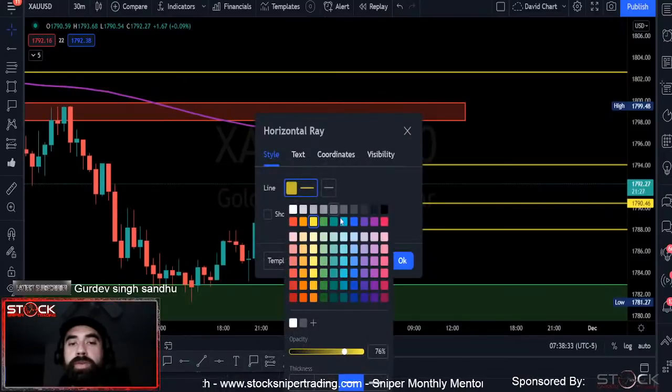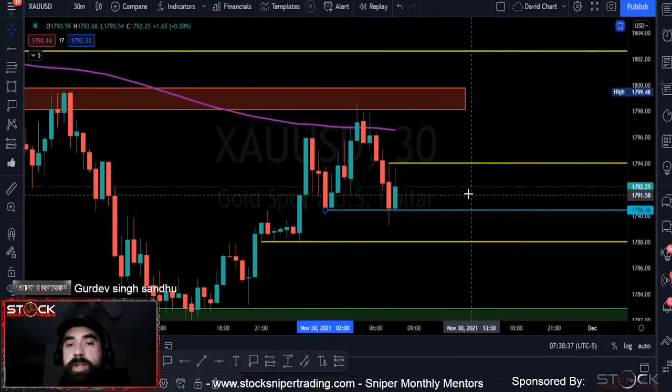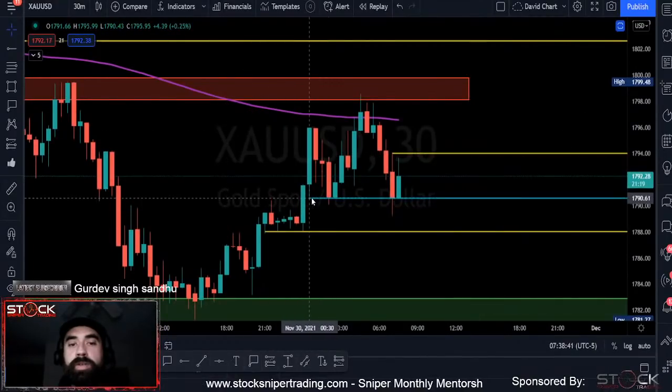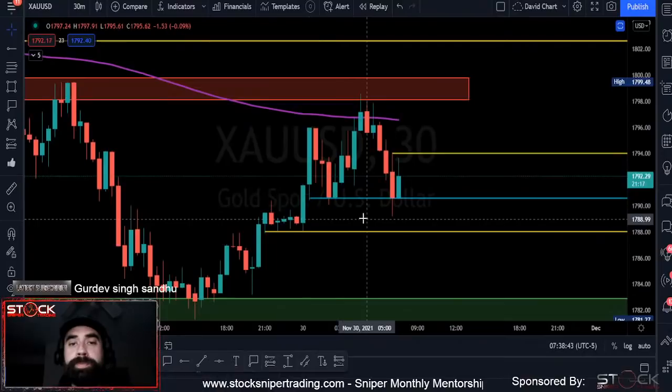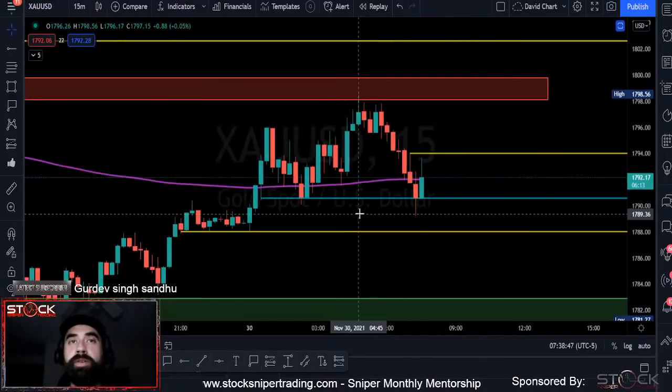Drop this down to under hourly, which we're going to use as baby blue. And now you can see we're working within this area right here. So what do we need to do? Let me just drag this across to show you. From the 30-minute, now we have to drop it down to the 15.